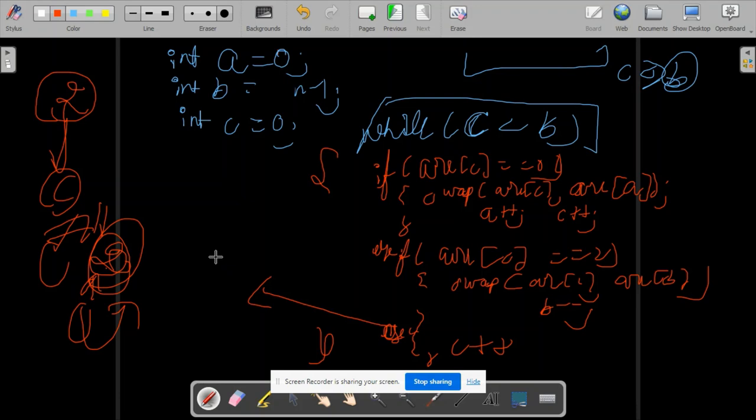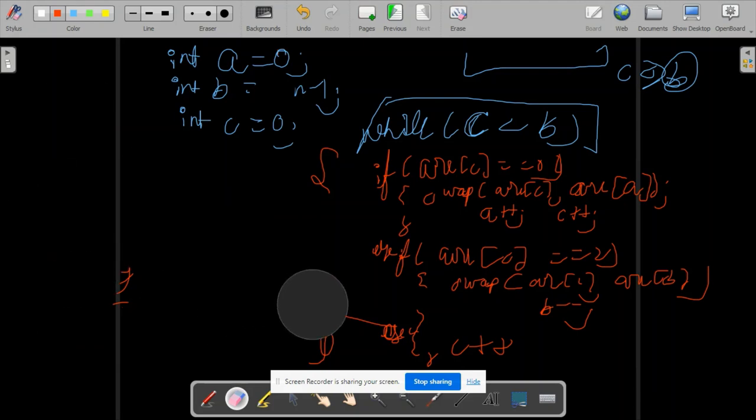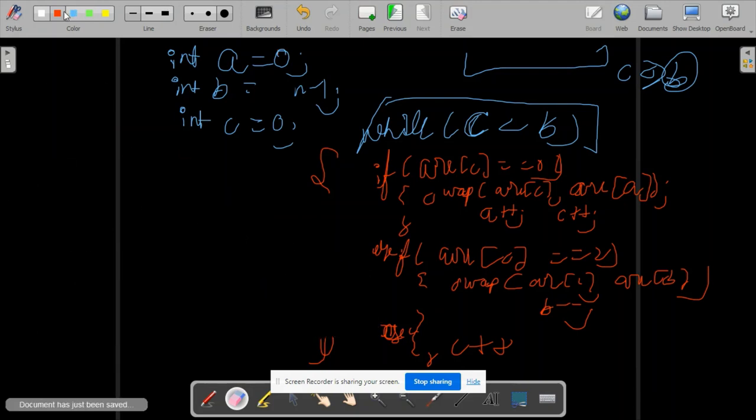What is this else part? It means when the ARR of C is 1. When C is pointing to 1, we are not doing anything, just simply moving C++. That's why this is handled in the else part. So this is the entire code.